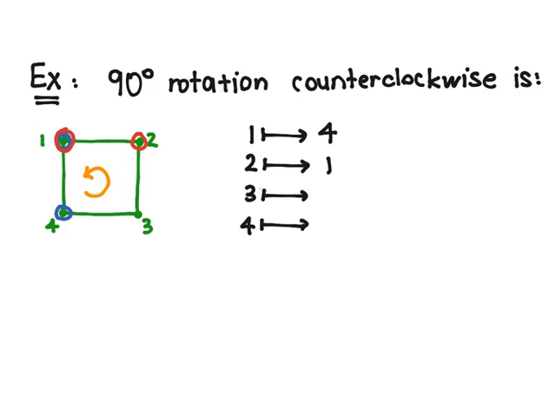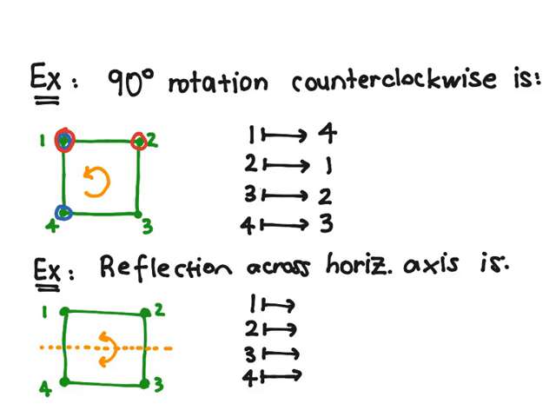And so on. You can check that vertex 3 goes to the spot which used to have 2, and 4 goes to the spot that used to have 3. So I've specified my geometric idea of 90-degree counterclockwise rotation in terms of this permutation that takes numbers 1, 2, 3, 4 and sends them to other numbers from among that collection.